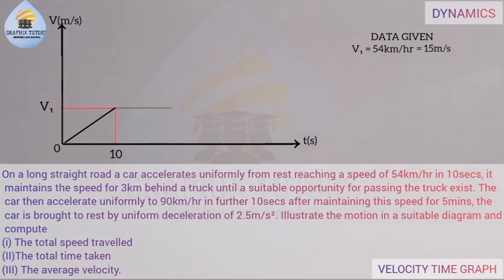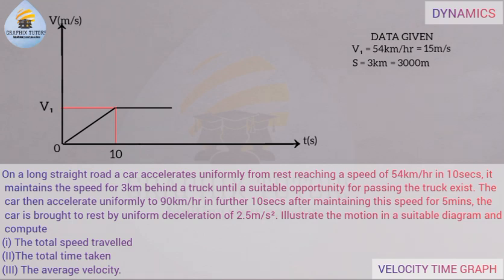Now we'll continue. It maintained the speed for 3 kilometers behind the truck until a suitable opportunity for passing the truck exists. The unit for that is 3 kilometers, so that is the distance, right? Since distance is measured in meters, you need to convert that 3 kilometers into meters. You multiply by 1000, so 3 times 1000 gives us 3000 meters. But the time is not given for that 3000 meters that the car has traveled at a speed of 15 meters per second. So you have to calculate the time.